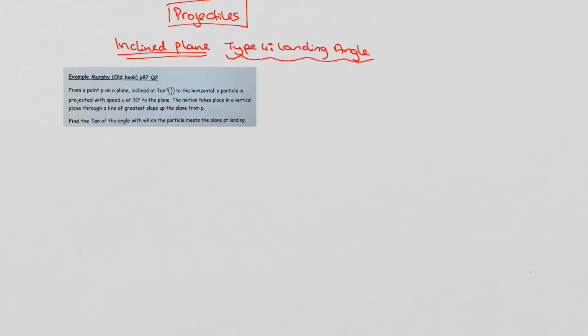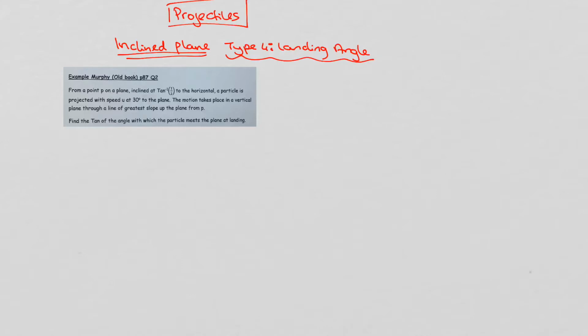So here we're given, from a point P on a plane inclined at tan inverse of a half to the horizontal, a particle is projected with a speed of u at 30 degrees to the plane. The motion takes place in a vertical plane through the line of greatest slope. In other words, it's not veering off to the left or the right when it's travelling up the plane. And we have to find the tan of the angle.